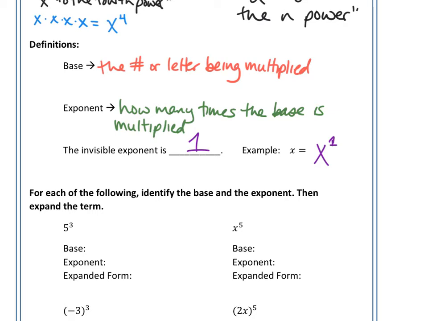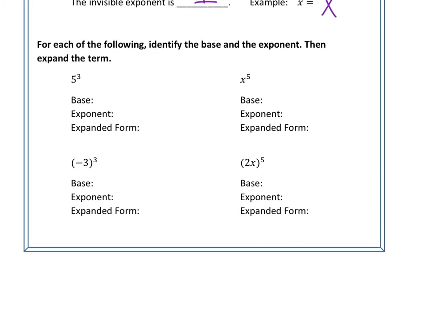Now it's also important to be able to say and identify parts of an exponential term. Okay, how would I say this first term right here? 5 cubed, or I could say 5 to the third power. Cool. That works as well. What is the base here? 5. What is the exponent? 3. And what is the expanded form? If I weren't using the shorthand of exponents, how many times do I have to multiply 5? This would be 5 times 5 times 5.